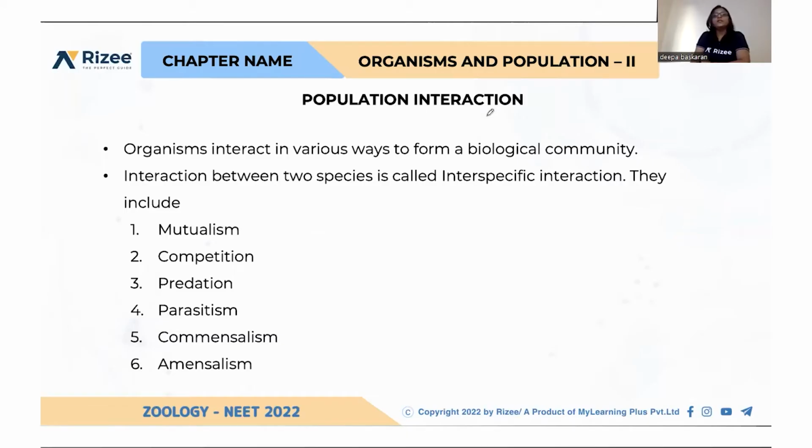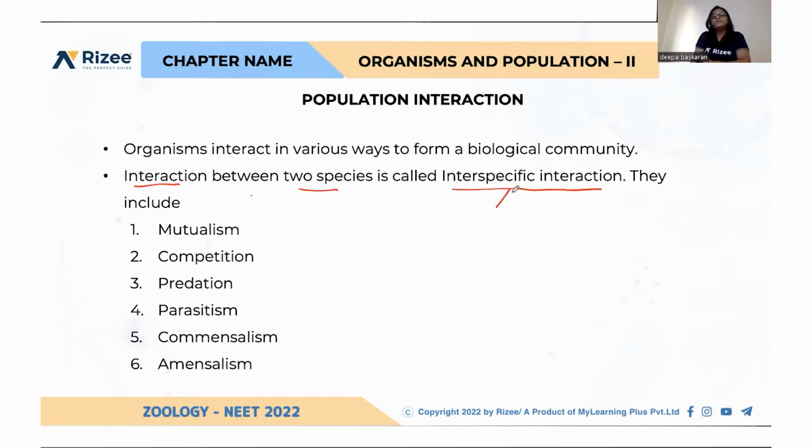So population interaction means if you take one habitat, in that so many populations are there, how they are adjusting, how they are interacting with each other. That is very much important to maintain that habitat. Interaction between two species is called interspecific interaction. Interaction within a particular species is called intraspecific interaction. So this you have to remember.